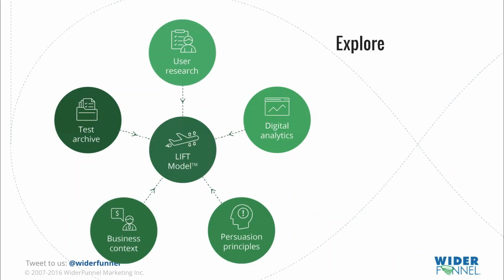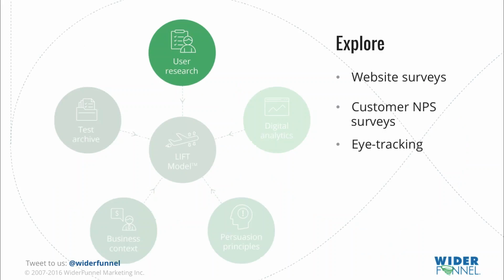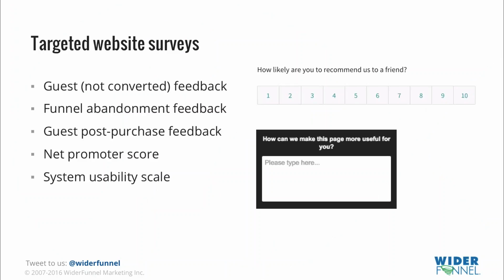audience's mindset. User research is important for this, right? Website surveys, you've heard of NPS surveys, Net Promoter Score surveys, which can be very revealing about what your prospects and your customers actually think about you. Eye tracking, I'll show you some examples. Targeted website surveys, they may be on the site, maybe follow-up questions using Net Promoter Score or some other type of pop-up or user accessed feedback loop.